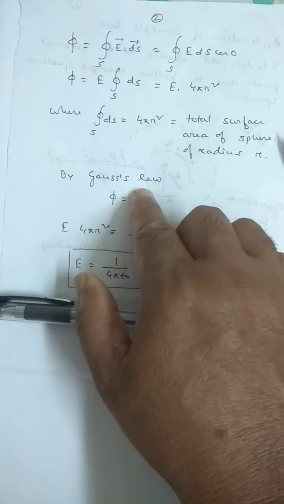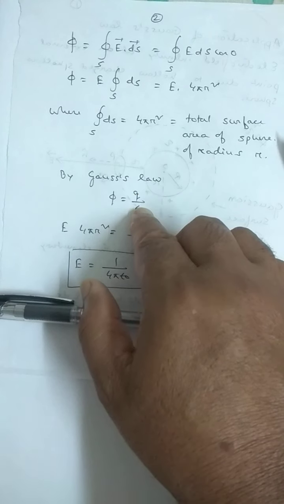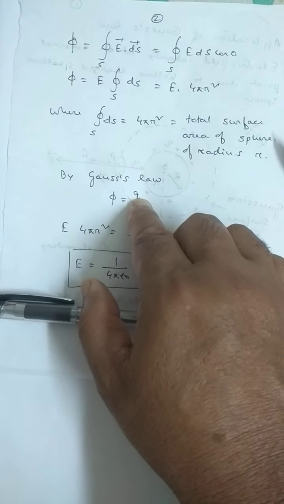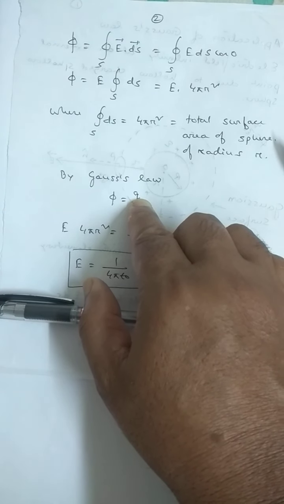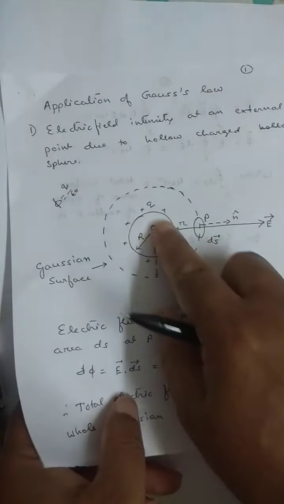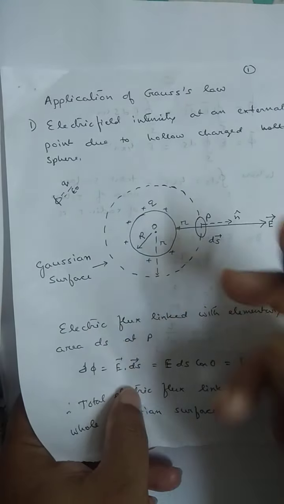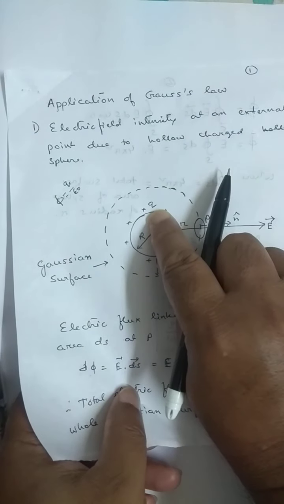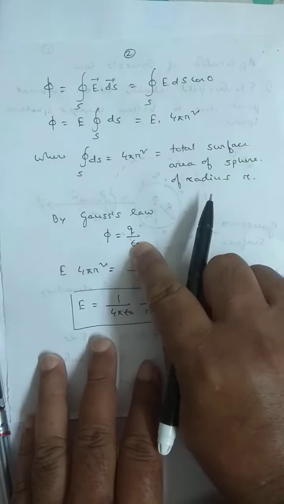But what is Gauss's law? Phi is equal to q by epsilon 0. What is q? The charge enclosed by the Gaussian surface. In our case also, what is the charge enclosed by the Gaussian surface? It is q. Q charge is given here. So therefore, phi is equal to q by epsilon 0.